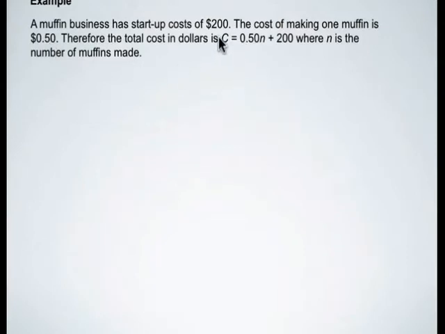So that means the equation for calculating the total cost of making muffins is going to be C equals 0.50n, where n is the number of muffins, so this is 50 cents per muffin, so 50 cents times the number of muffins plus the $200 startup cost. So this is how you can calculate the cost of making n muffins. If you made 10 muffins, it would be 50 cents times 10, which is $5, plus $200, so it would cost you $205 to make 10 muffins.